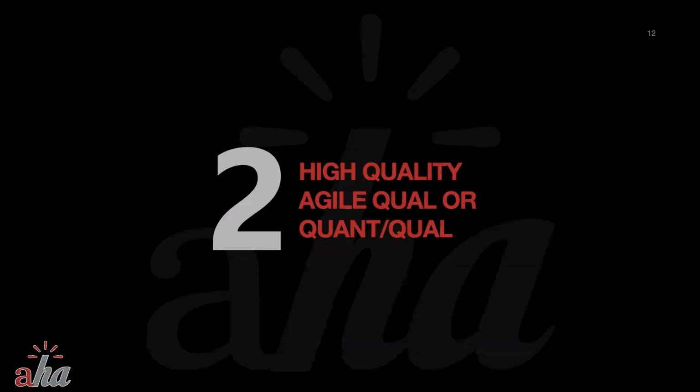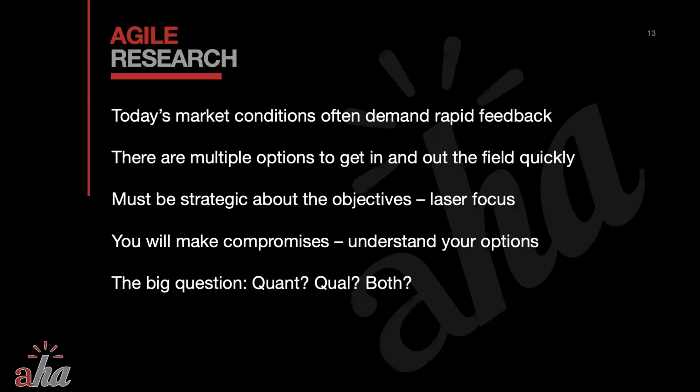So this next one I want to talk to you about is really what we call quick sprint. Okay, so it's the ability to get in and out of the field quickly in an agile way. And this does apply to QUAL or QUANT or QUANT-QUAL. So you can do hybrid studies as well. So as everyone knows in this room today, in all these multiple rooms, I should say, market conditions are demanding really rapid feedback.